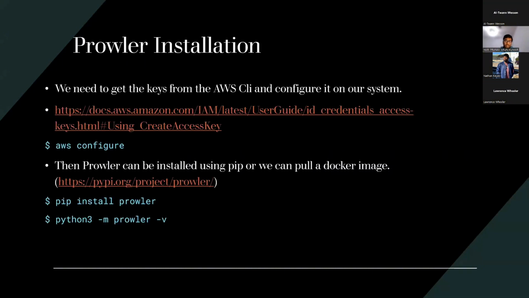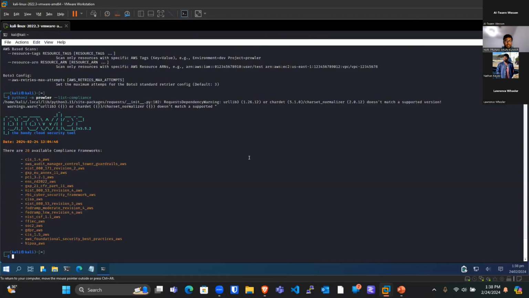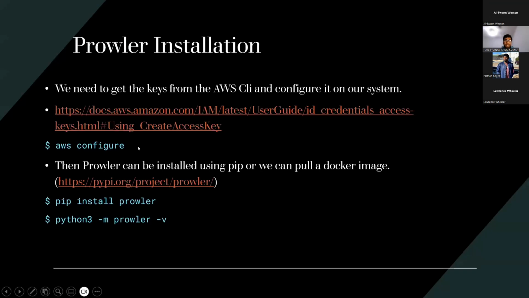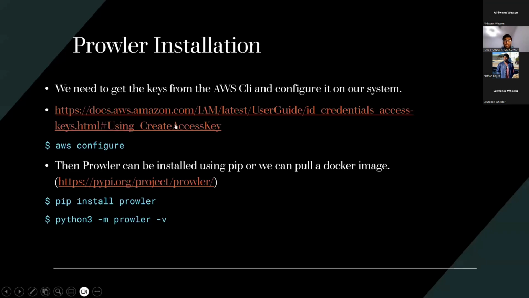So let's start with the installation of Prowler. I have my Kali Linux instance here. You just log into that. Let's start with the first step, which is configuring the AWS secret key and the access key. I'm not going to share my secret key and access key because anyone on the call can just take it and take control of my account. But I have already configured it on my system, and the way to do that is given in the blog post here.